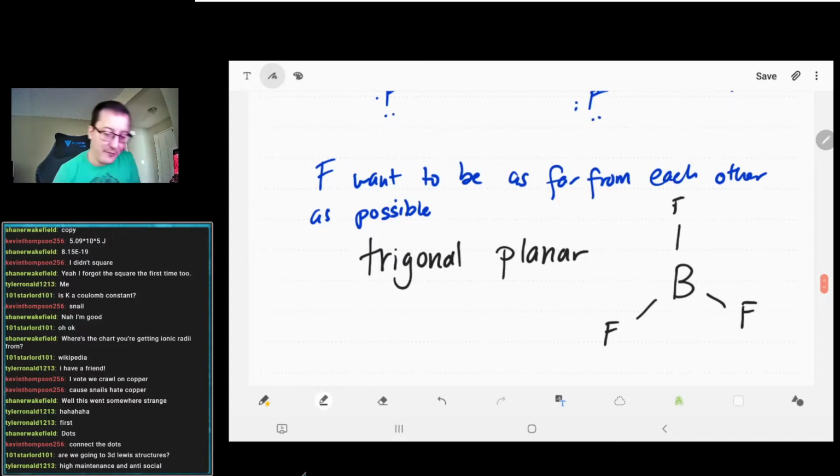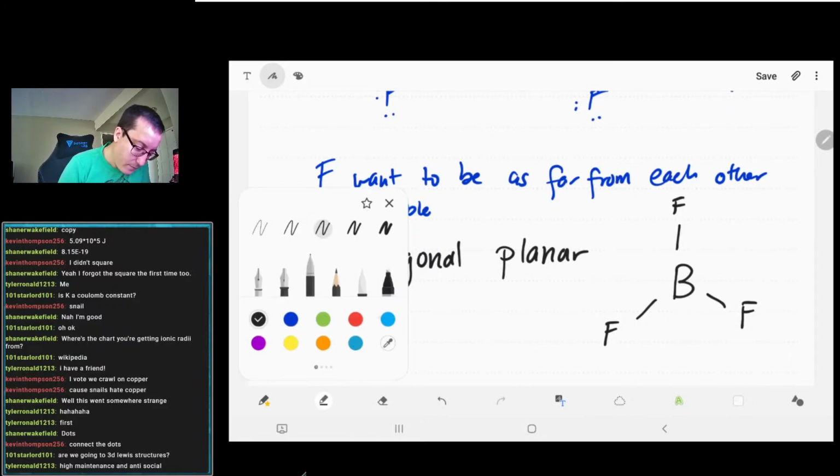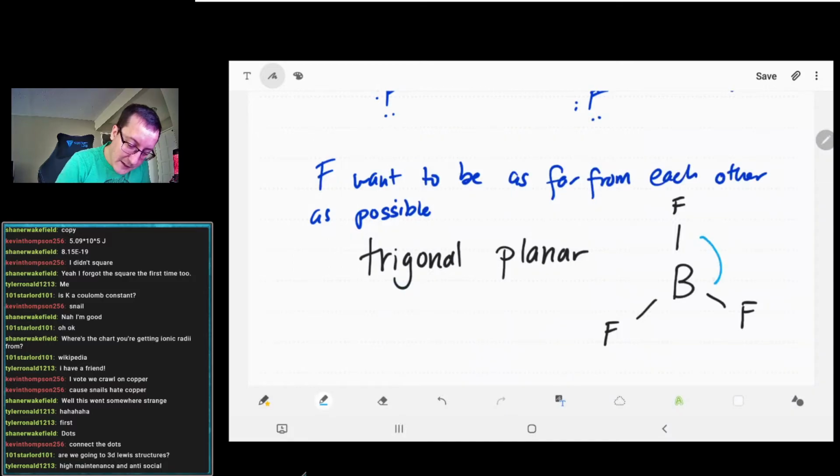So we have our fluorines. I'm going to omit the lone pairs for right now. Don't you dare ever do that. Never forget your lone pairs. They will arrange themselves into this triangular shape. And it is planar, indicating that this is a two-dimensional structure. So if they were to try and bonk one of the fluorines out of the plane, you would see that would mess up the bond angles. So they want to be as far from each other as possible. The best way to do that is in this triangle shape around the central atom.